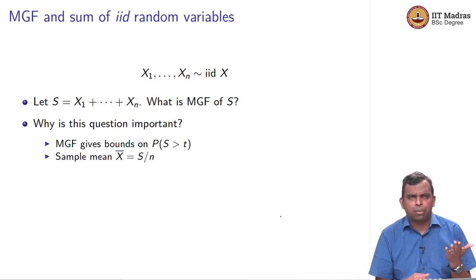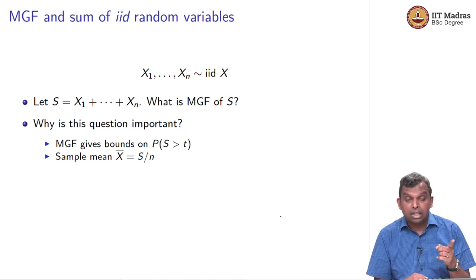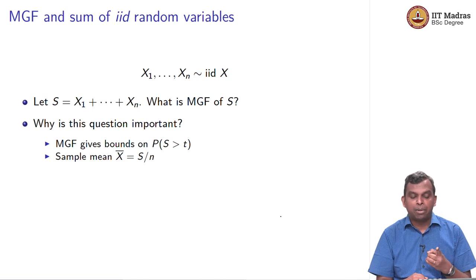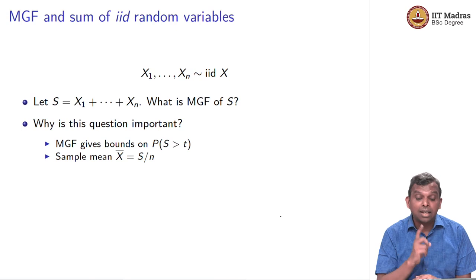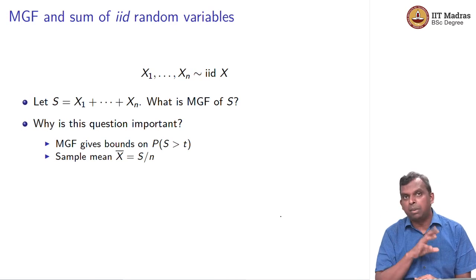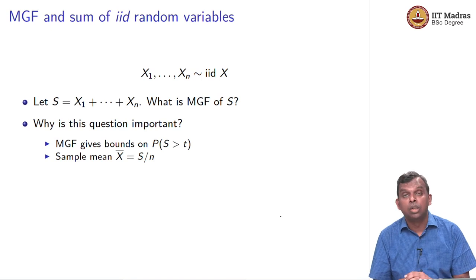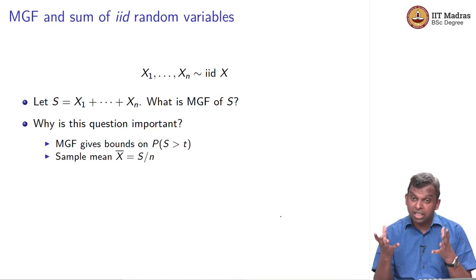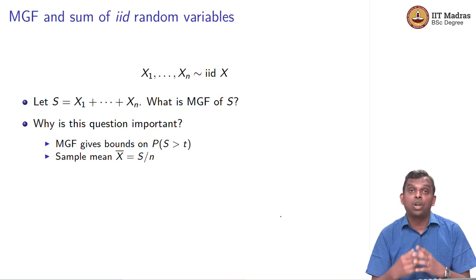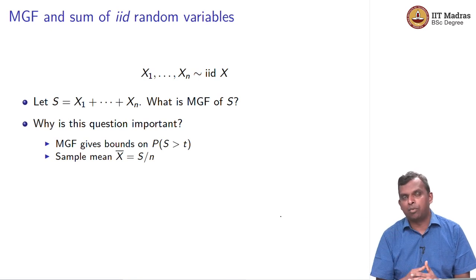You might say, why is this important? Why do I need to care about the MGF of the sum? If you remember, when we look at the sample mean, we are worried about how the sum deviates from its mean. So it's good to know the moment generating function, because we know the moment generating function gives us bounds on the deviation of the random variable from its mean.